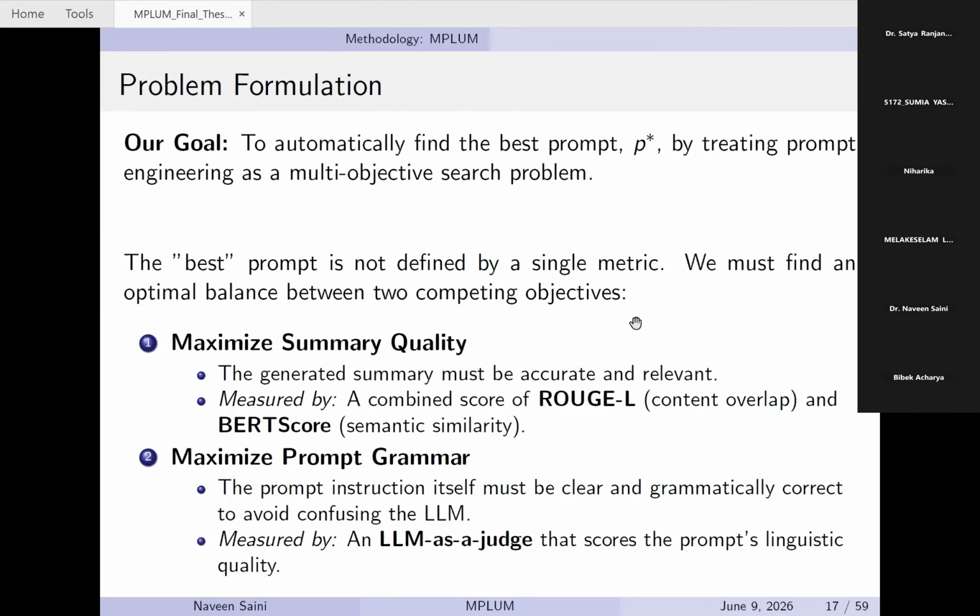Now, what is our problem formulation? Our goal is to find the best prompt P star, a multi-objective search problem. The existing Plum framework was based on a single objective. Now we have converted that framework to a multi-objective search problem. So here the best prompt is identified based on two objectives, not a single objective: maximize summary quality, and maximize prompt grammar.